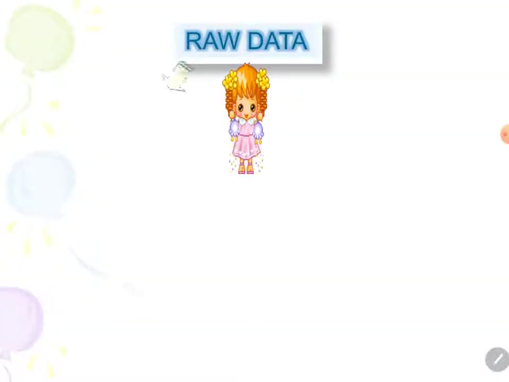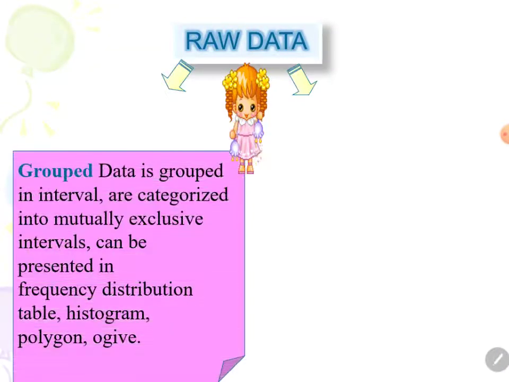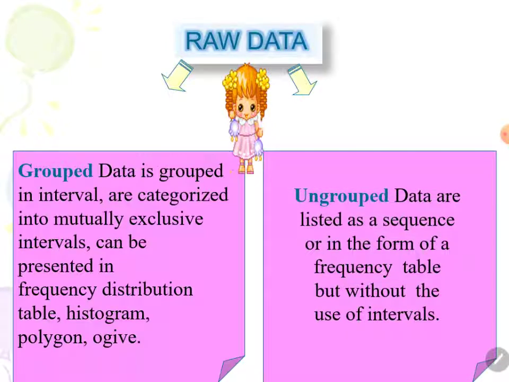Raw data. So we have raw data. Then we can group the data. Grouped data is grouped in intervals, categorized into mutually exclusive intervals, and can be presented in a frequency distribution table, histogram, polygon and ogive. So all of this you've learned in high school already. Okay, ungrouped data are listed as a sequence or in the form of a frequency table but without the use of intervals. Okay.